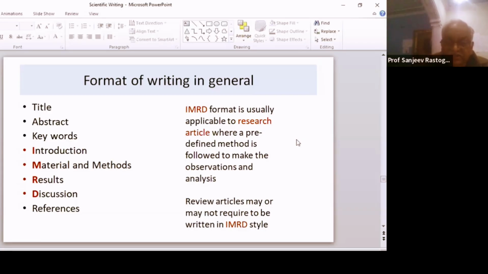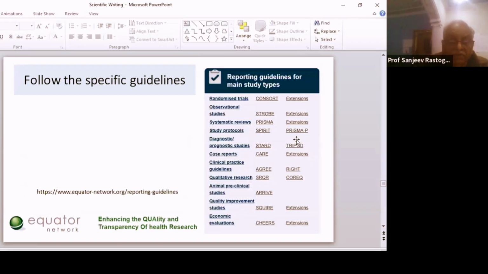So basically, this is applicable to the research articles. Review articles may or may not require to be written in the IMRD style. These are some specific guidelines which are available at the Equator Network. Depending upon which kind of research you have done, you need to follow these specific guidelines. For example, if you have done a randomized controlled trial, you need to follow the CONSORT guideline. If it is an observational study, you need to follow the STROBE guideline.